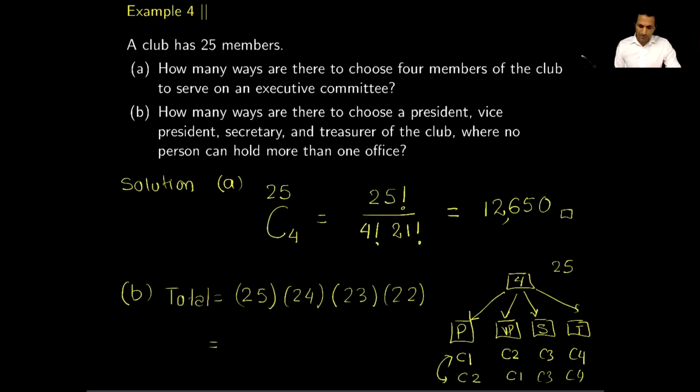Now if you simplify this number, you multiply 25, 24, 23, and 22, and you will get the answer. So this is the major difference between permutation and combination problems. In combination, order does not matter, but in permutation, order does matter.